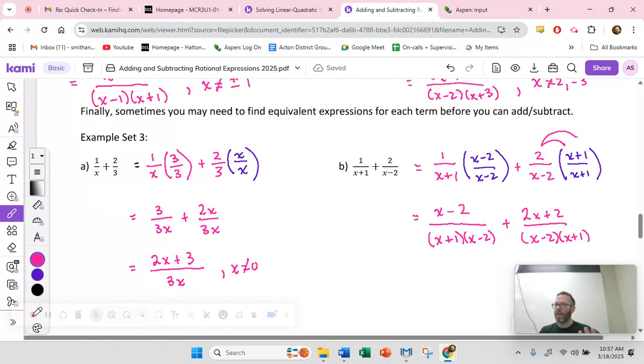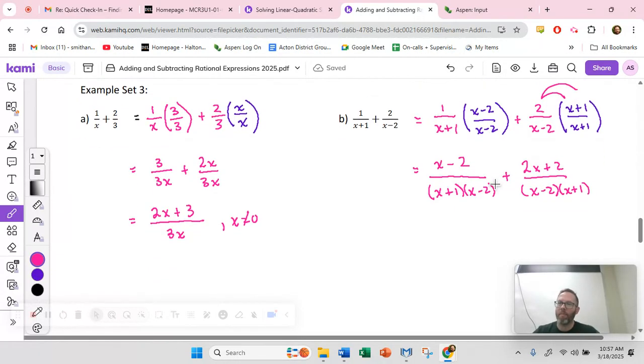Now the denominators are the same. And we can just add the tops. I think I'll go right to the answer, just manage my space. X and 2x make 3x. And minus 2 and 2 add to 0. Okay, that worked out pretty good.